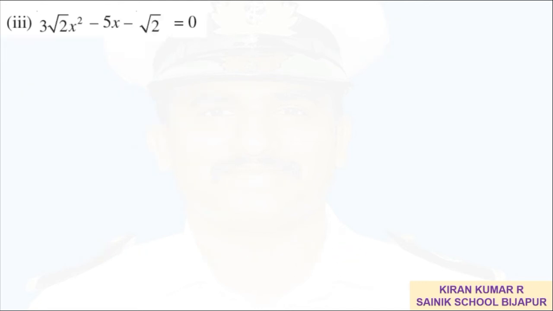Next question is a bit complicated because the coefficients are irrational numbers. In such a case, what do we do? Directly, if you observe, the sum of the roots is minus 5 and the product of the roots is 3 root 2 multiplied by minus root 2. Upon multiplication, we would get this as minus 6, because root 2 into root 2 becomes 2, multiplied by 3 is 6.